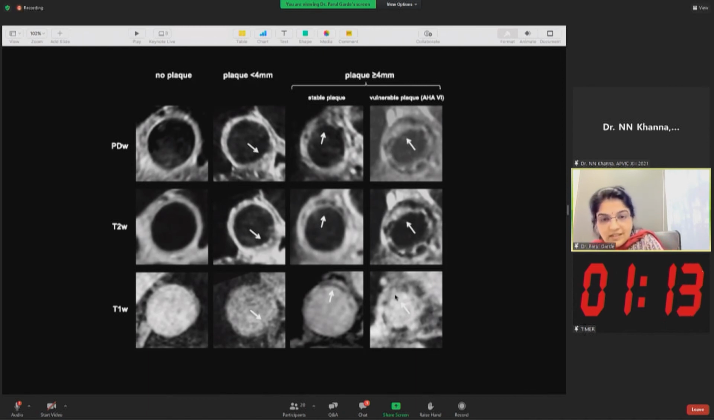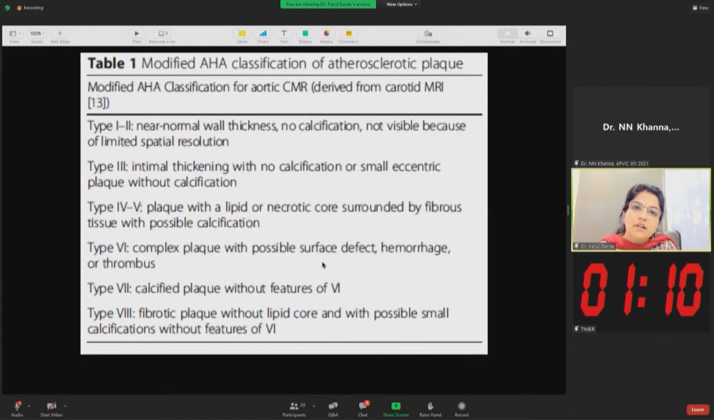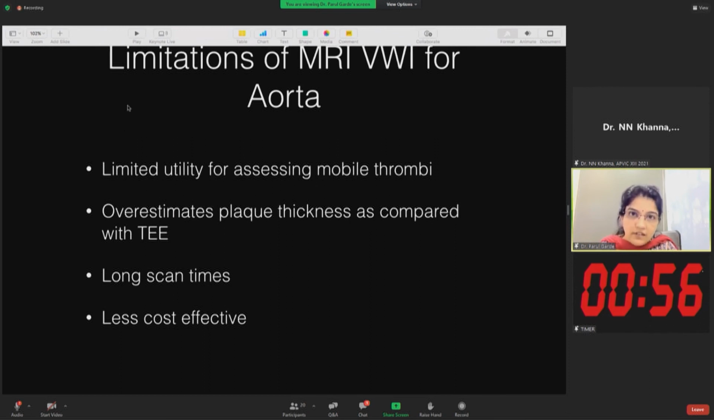So based on these MR findings, even the aortic plaques have been classified like the carotid MRI plaques, into type 1 to type 8 on similar grounds as the carotid plaques. Having said this, yes, there are still certain limitations in MRI vessel wall imaging for the aorta. It has limited utility in assessing mobile thrombi unless Cine techniques are used to image the aorta. It overestimates the plaque thickness as compared with transesophageal ultrasound. The technique takes longer scan times and it's less cost effective.